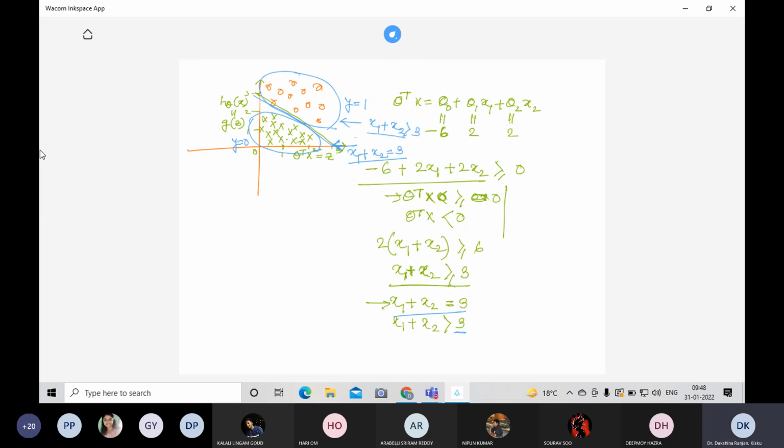That means whenever we see that x1 plus x2 is found to be greater than 3, then these points will have the class level 1, and for these data points x1 plus x2 is less than 3. Okay, and we will put the class level y equals 0 for these data points.